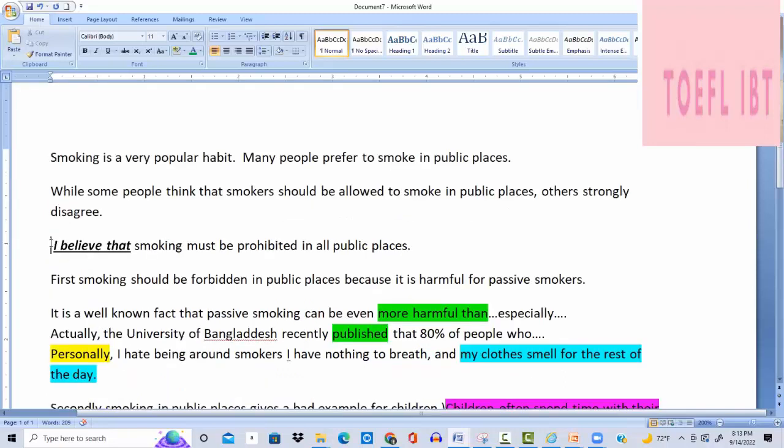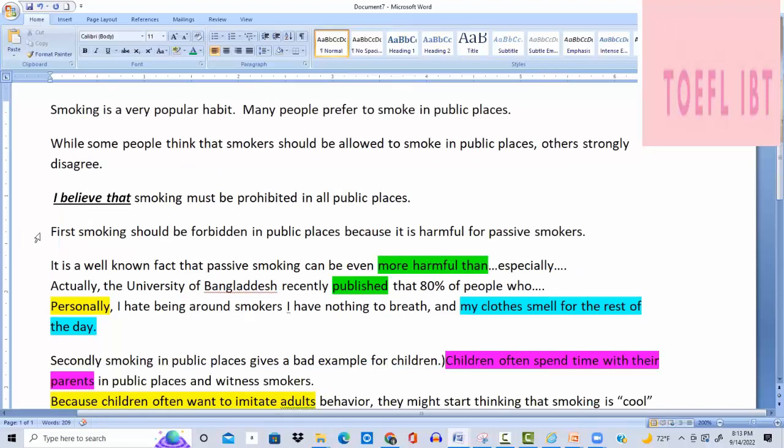Okay. Now this is your thesis statement. I believe that smoking must be prohibited in all public places. That's your thesis statement. Here's paragraph 1. First, smoking should be forbidden in public places because it is harmful for passive smokers. But you would have written that sentence from your head.